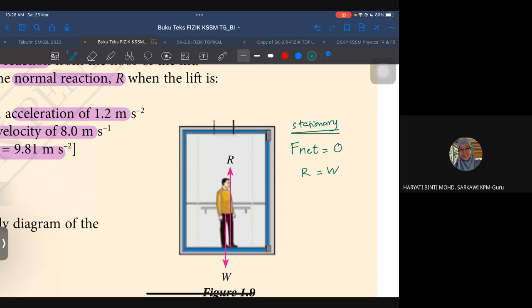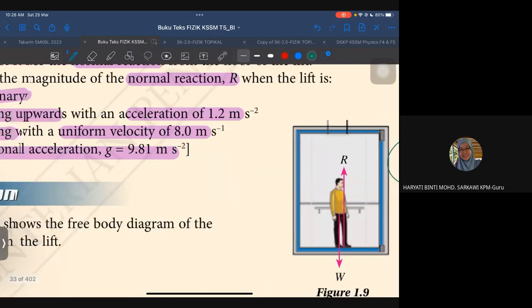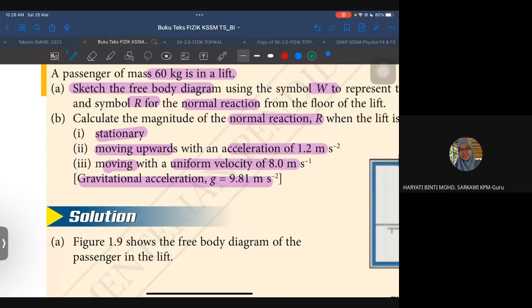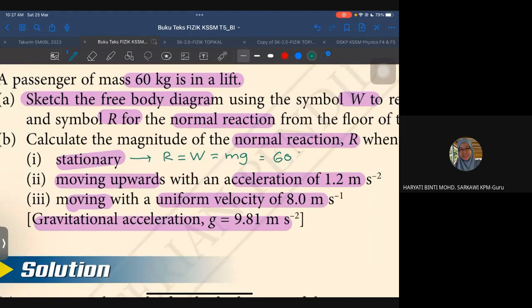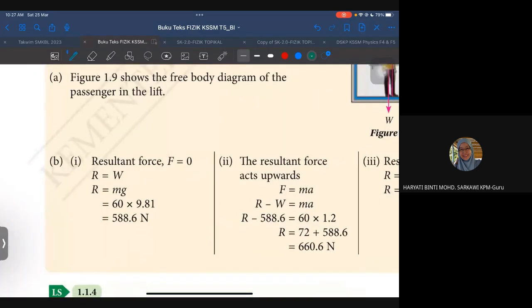Another condition where the net force is equal to zero is when the lift is moving with constant velocity. So if constant velocity, V constant, no matter whether the lift is moving up or down, we still get this. You can memorize that. Okay, so like this, right? Stationary, jawapan will be R equal W. So you just substitute your mg lah. So m is 60, g is 9.81. So this is the value of R here, sama.